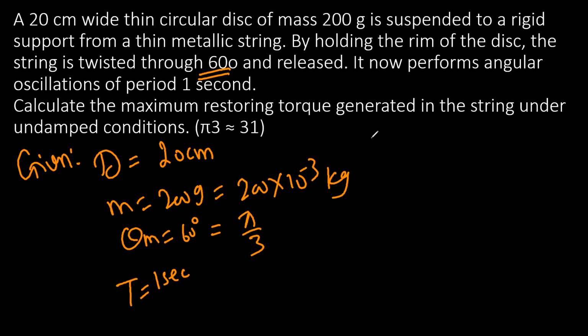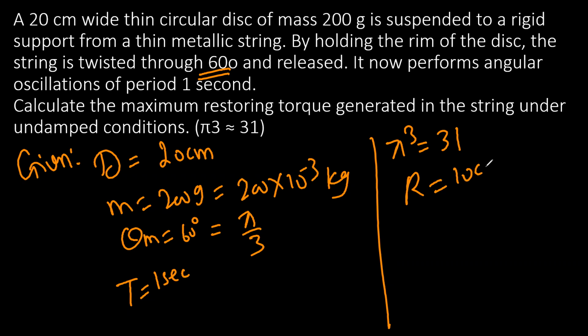Something else is also given, pi cube is 30. We need to calculate the maximum restoring torque under this condition. So the diameter is 20, meaning the radius is 10 centimeter. It is 10 into 10 raised to minus 2 meter, the same as 10 raised to minus 1 meter. So this is all given.